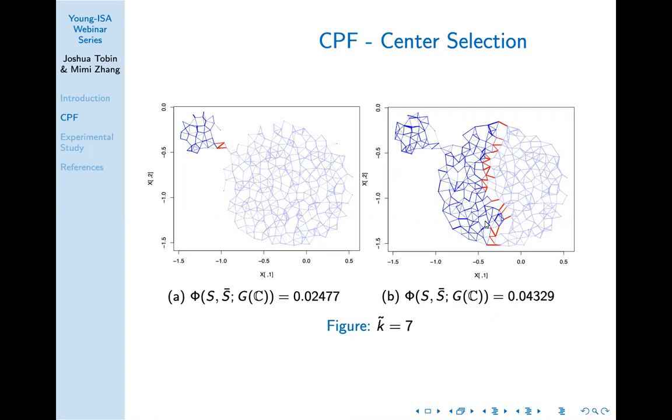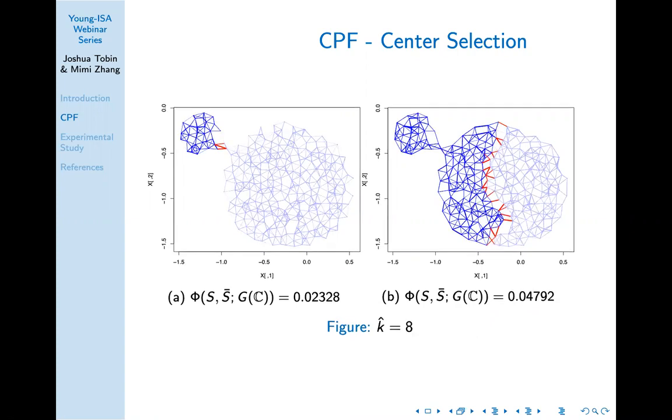So this is the process to try to assess whether we want to accept one partition or reject the other one. So when we increase k from 7 to 8, we can see that the conductance values actually move in opposite directions, right?